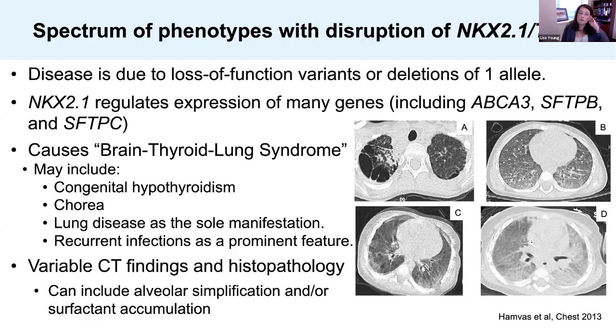So there can be congenital hypothyroidism or chorea, so your patients with movement disorders in the movement disorders clinic, maybe some of your lung disease patients. Sometimes they have lung disease as the sole manifestation though. The CT findings and histopathology vary quite a bit, with some examples shown here. You can have abnormal lung development. You can have more of a surfactant accumulation phenotype.